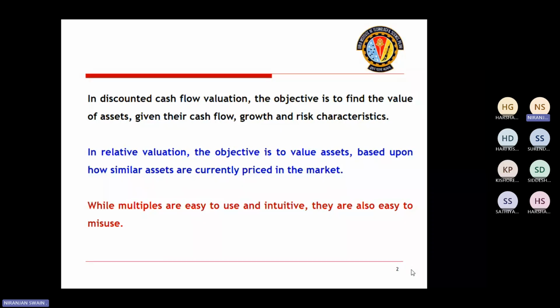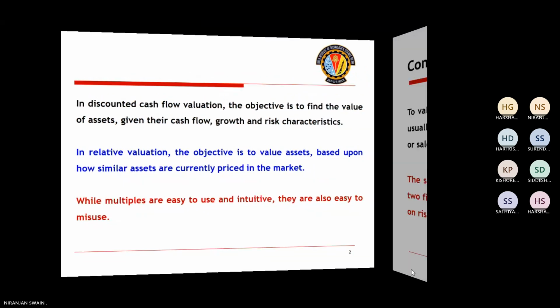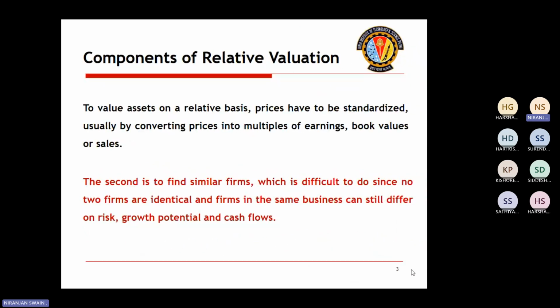Okay, clear? Therefore, it's very easy to use. Most of the traders do use it. You need very few assumptions or variables. The components of relative valuation: to value assets on a relative basis, prices have to be standardized. Everything here we call price relatives. The numerator is always price, the denominator is the fundamentals: price to earnings, price to EPS, price to book value, price to sales, price to EBITDA. The price takes care of the numerator.